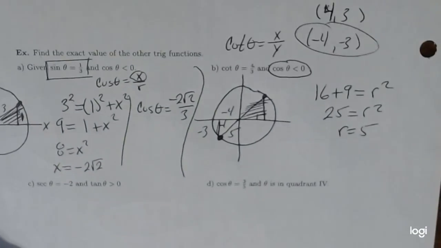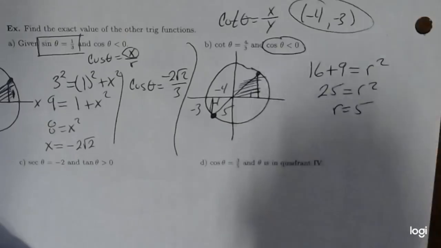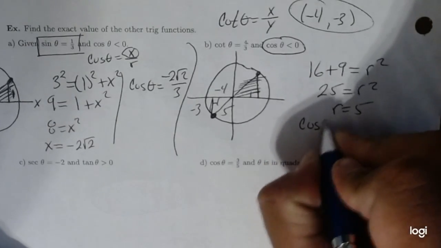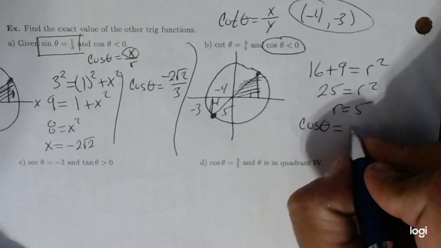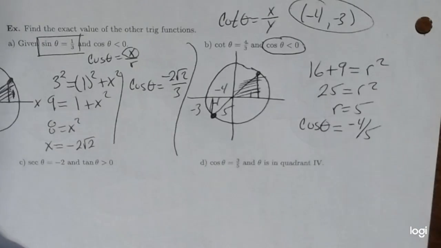And again, from there, now we can find the other trig functions. So I'll just start you guys off. Cosine theta is going to be x over r, so your x component is negative 4 over your r, which is 5.